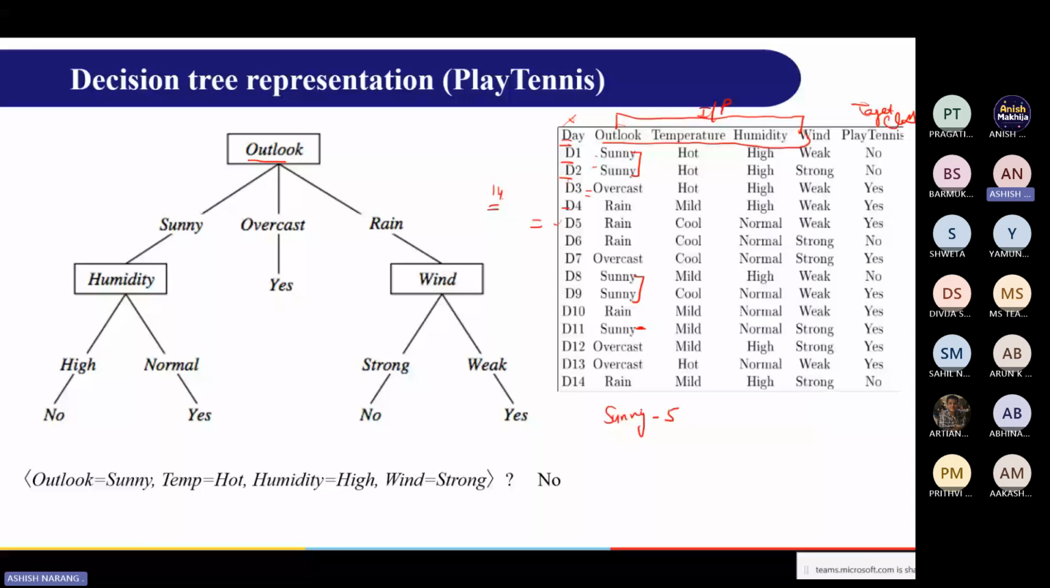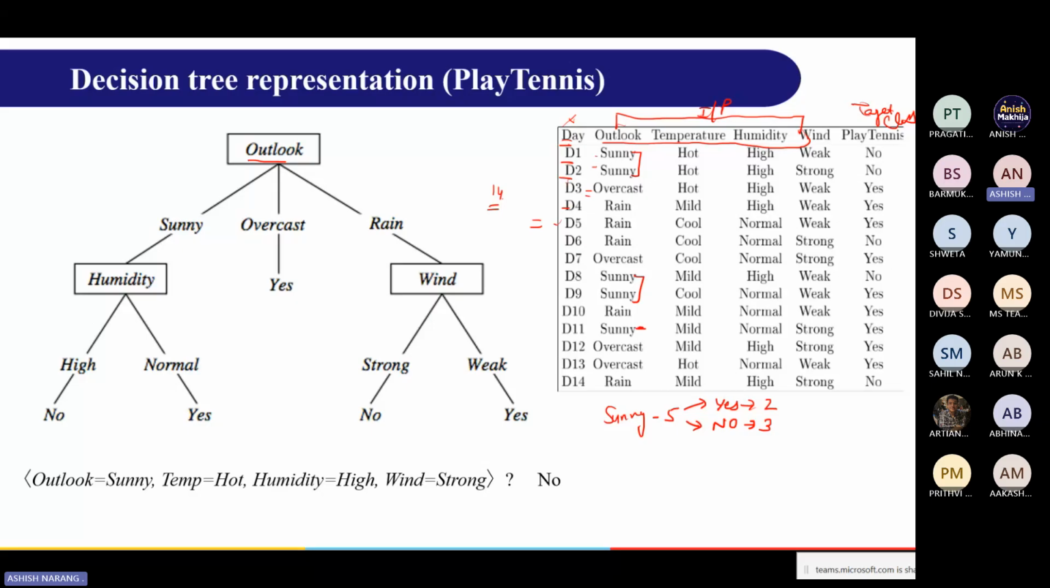Out of those 5, look at the play tennis value. How many belong to yes class and how many belong to no class? Sir, 3 no, 2 yes. Absolutely fine. So these are the observations that you need to make. It's good that you are making those observations. It will be easy for you to do some calculations later.